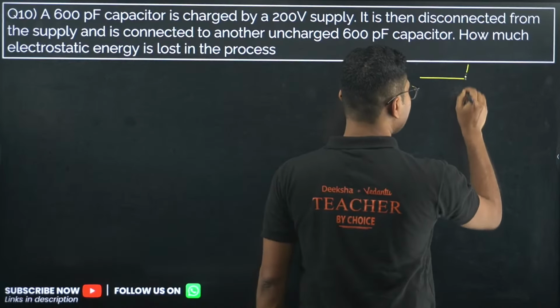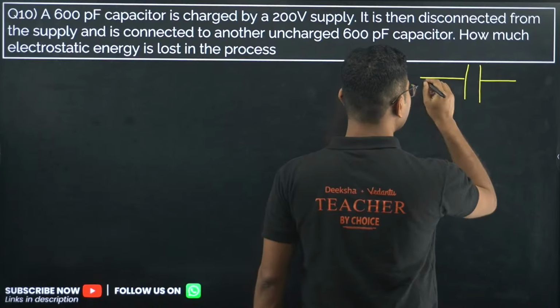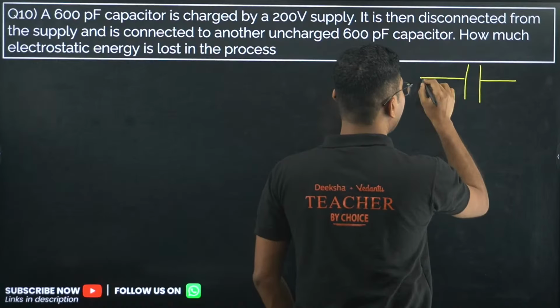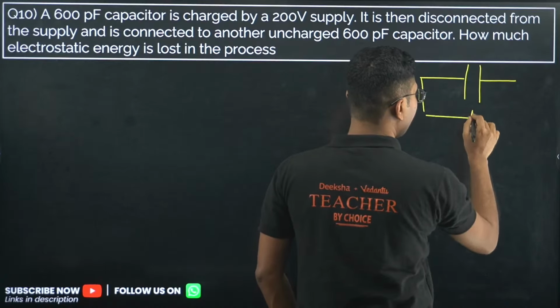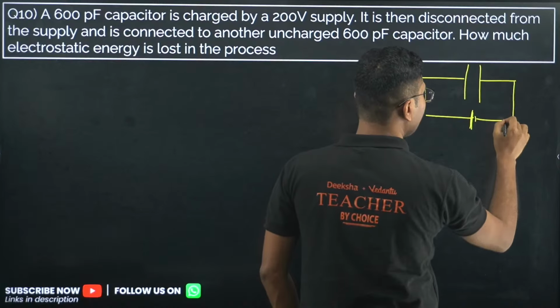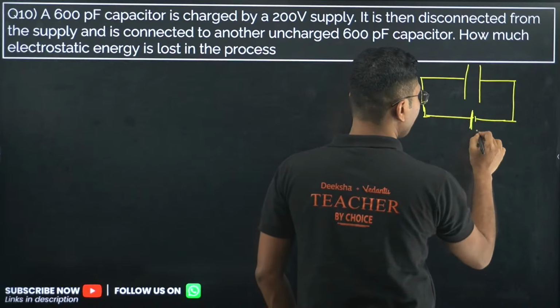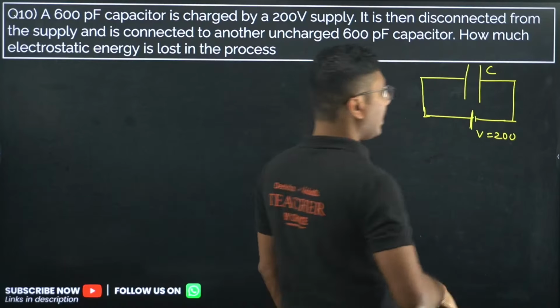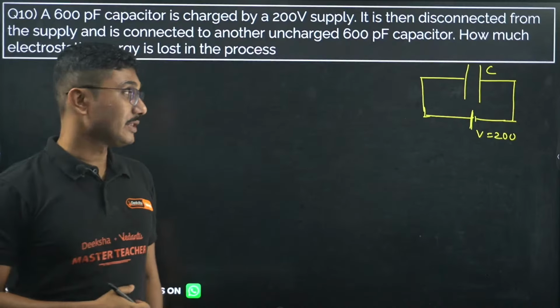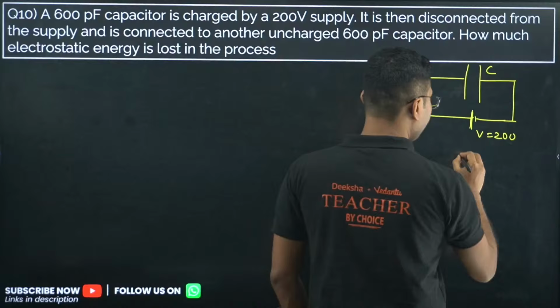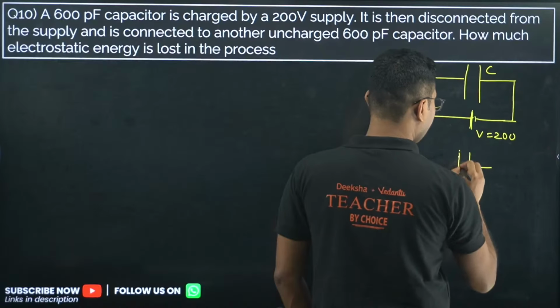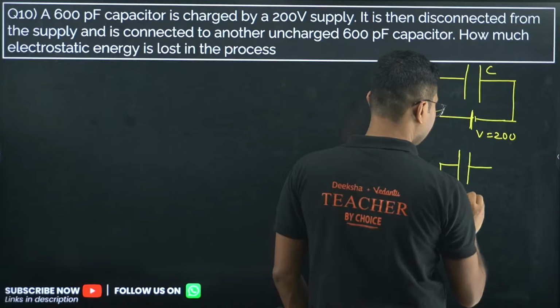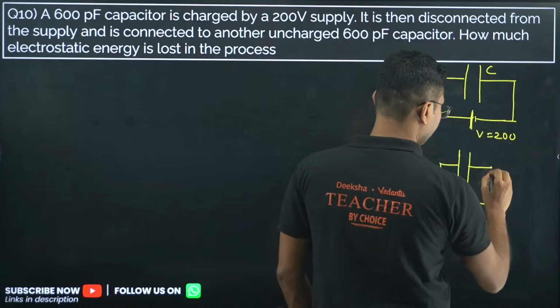So first we are charging the capacitor to 200 volt by a battery. Okay, a battery of 200 volt is charging it. So this is V equals 200, and this is the capacitor. Now once the capacitor is fully charged, it is disconnected and connected to an identical capacitor of again 600 picofarad.